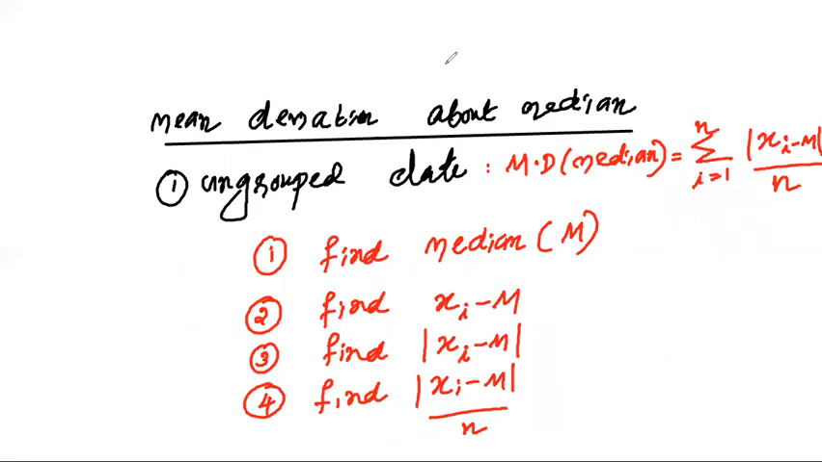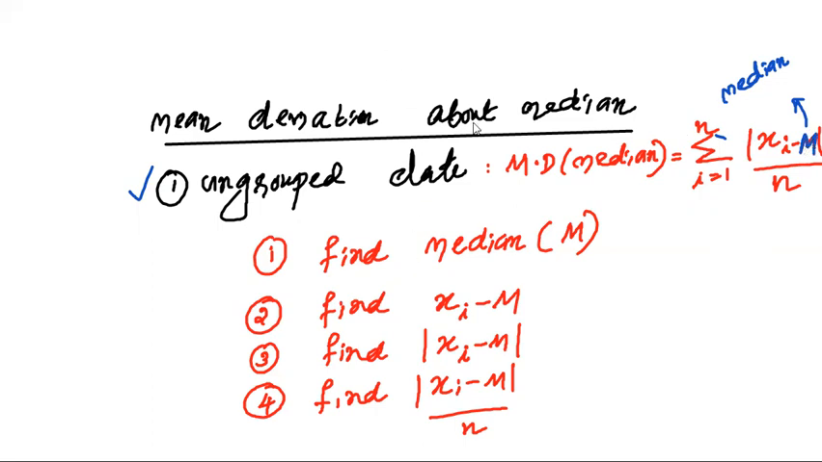Next is mean deviation about the median. Here also ungrouped data comes first. Mean deviation about the median of ungrouped data is given by sigma i equal to 1 to n mod xi minus m, divided by n. Here m is the median. I hope you remember the previous formula for mean deviation about the mean for ungrouped data was sigma mod xi minus x bar. Here, as it is about the median, instead of x bar, the mean, I have to write m, the median. So mod xi minus m, where m indicates the median of the given data.